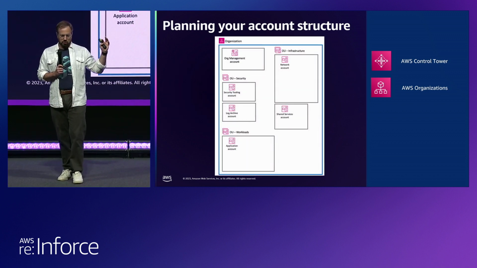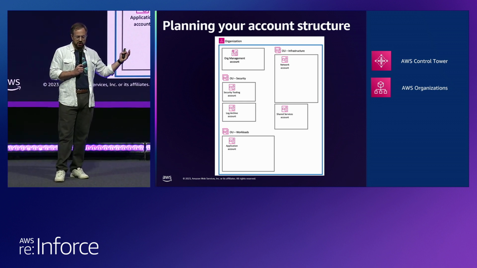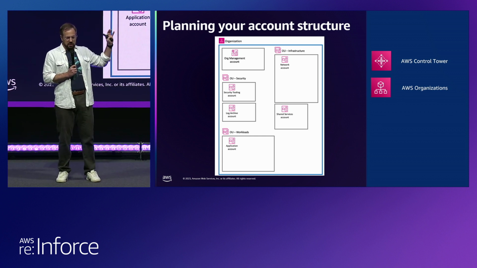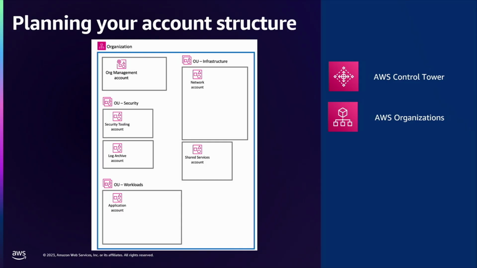This is a visual representation of the organizational unit setup that I just walked you through. As you can see, we have the organization management account at the top. Again, we recommend you restrict access to that and keep as few applications running in it as practical. Security tooling and log archive will host most of your security-focused applications, whereas infrastructure will host things such as networks and shared services. And finally, the workload account is where business units will deploy applications and developers will innovate.